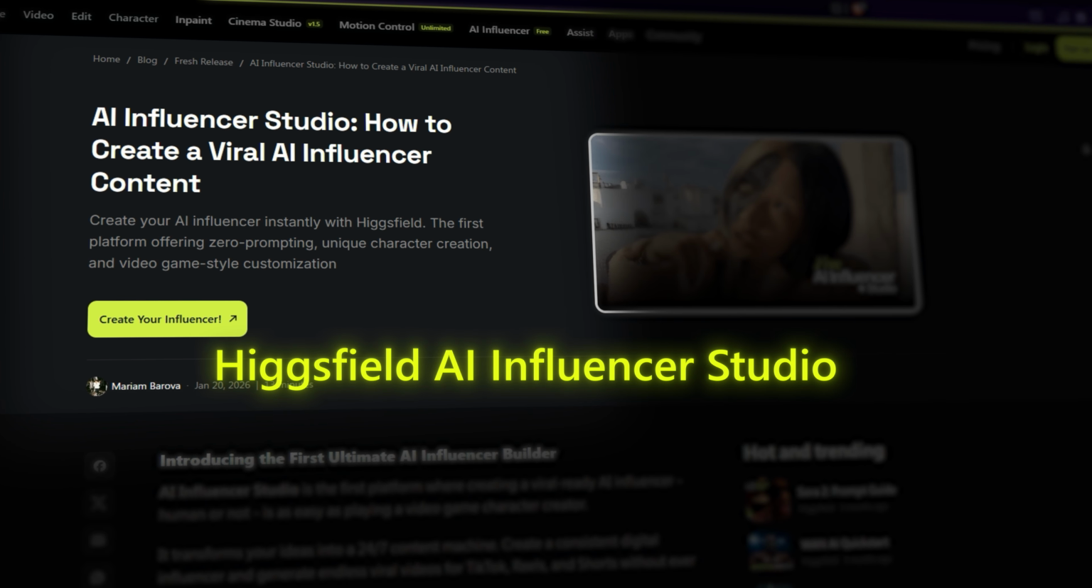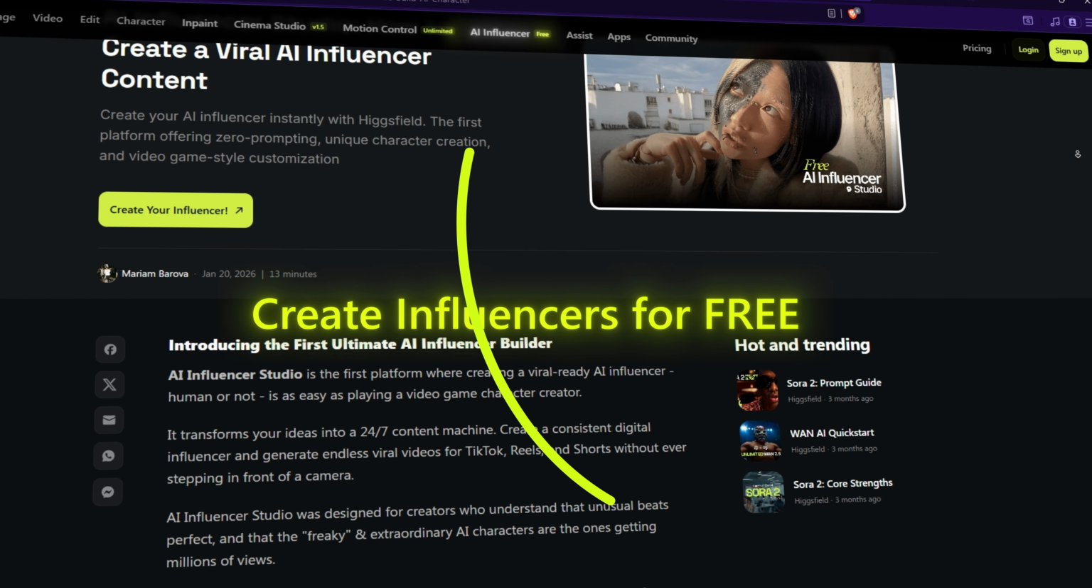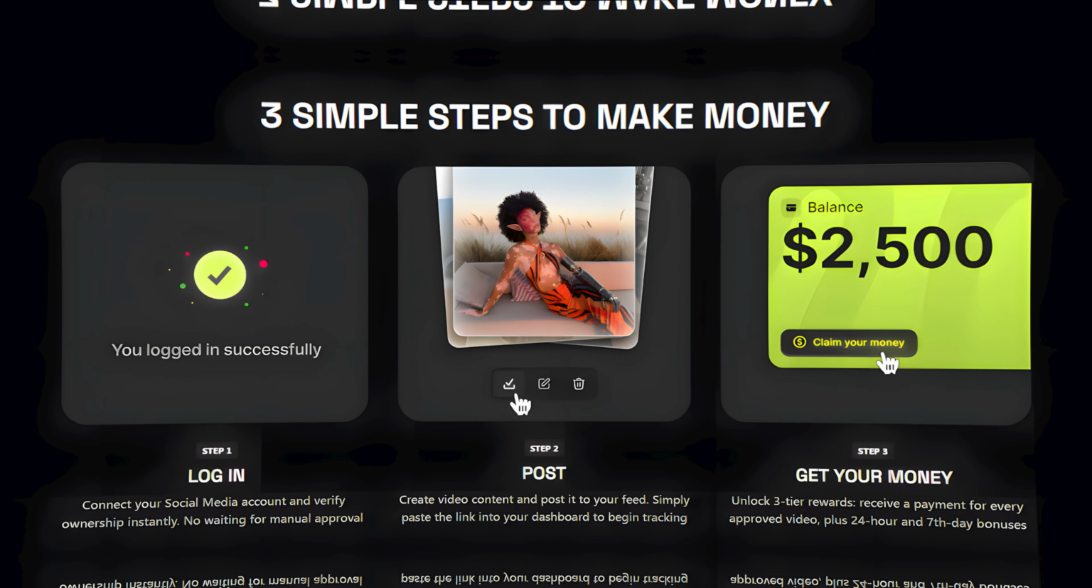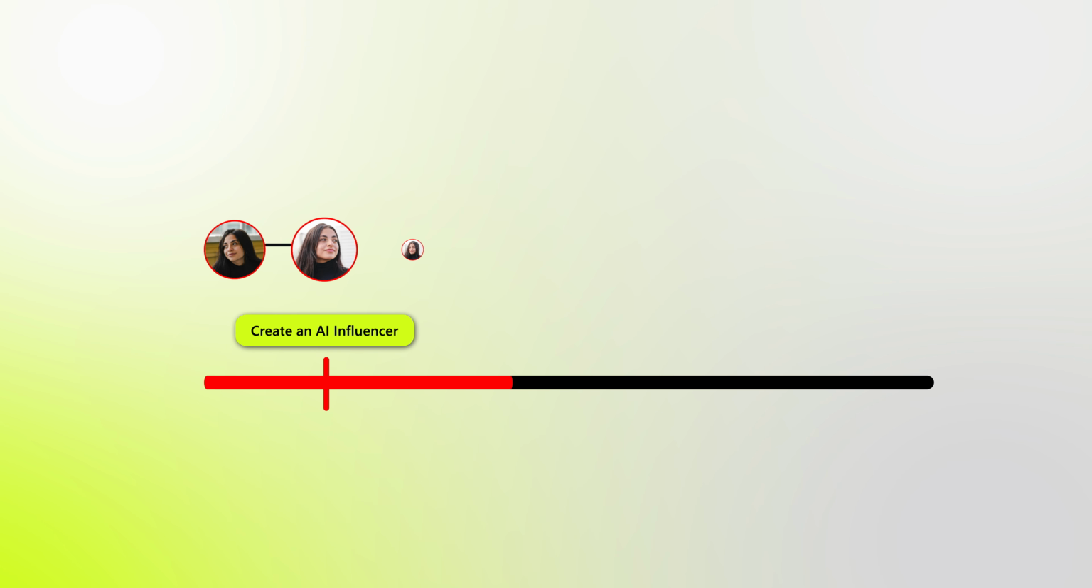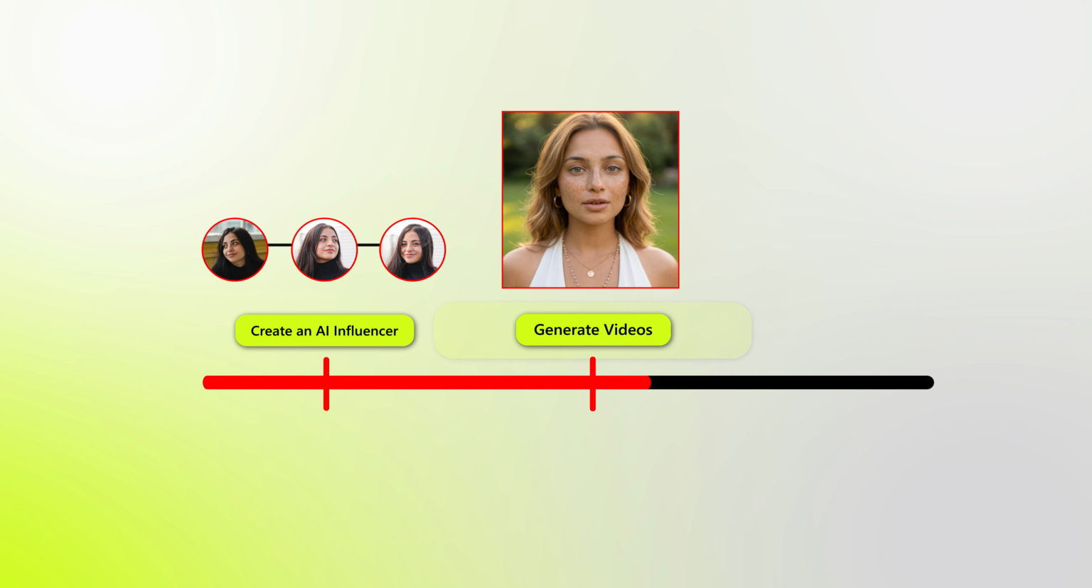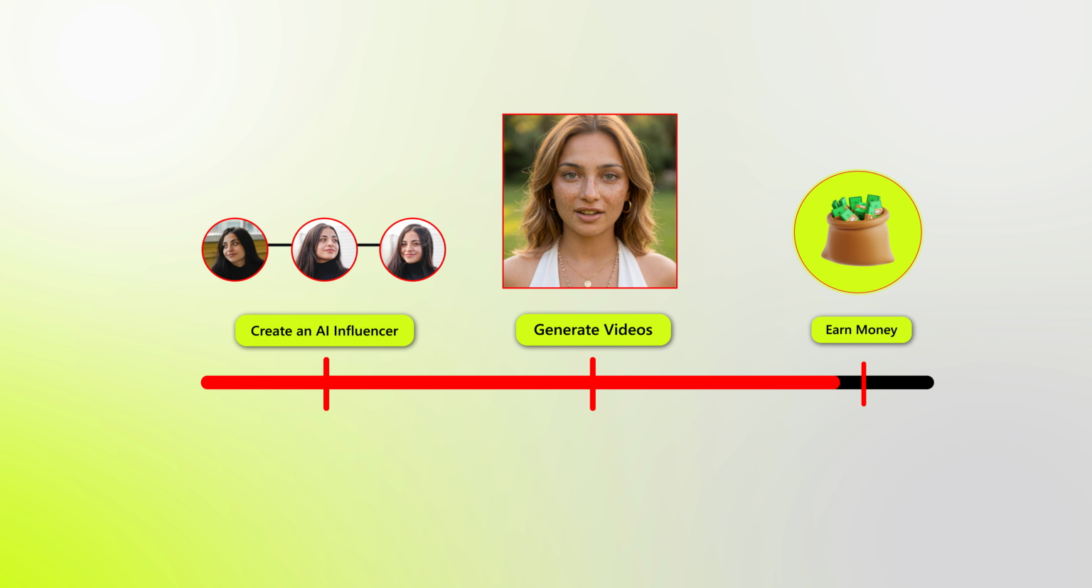I think I found the simplest way to make money on the internet. Higgsfield just launched an AI influencer studio that lets you create an influencer for free and get paid for posting the videos. And if you stick with me for the next few minutes, I'll show you exactly how this works. By the end of this video, you'll know how to create your own AI influencer with a consistent face, generate realistic videos, and earn money by posting them on Instagram.